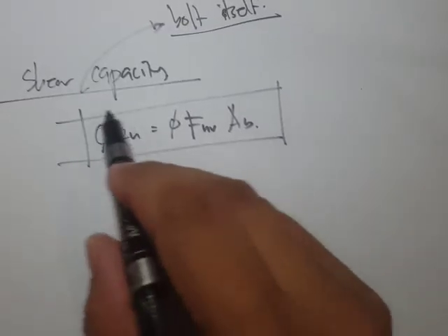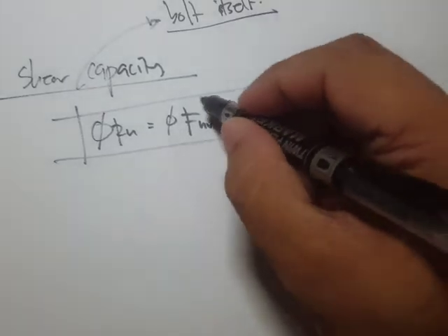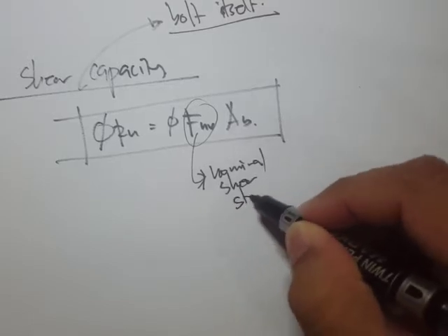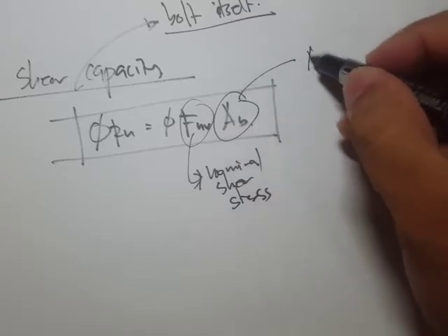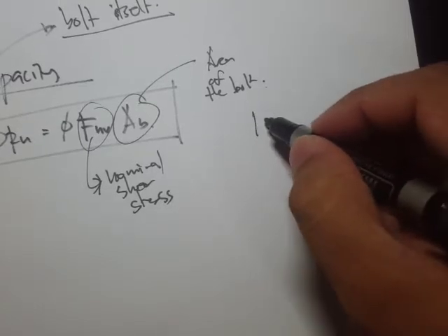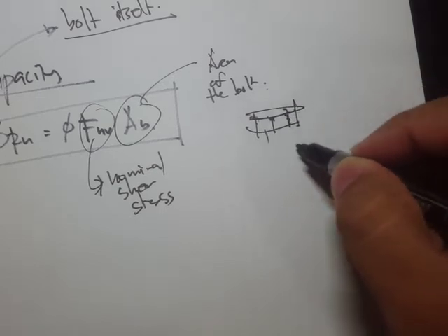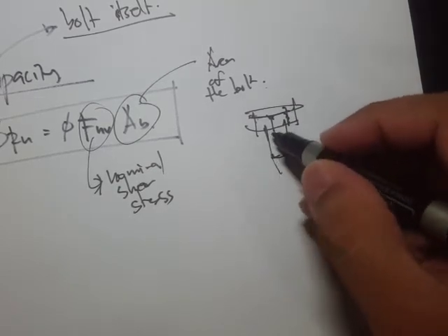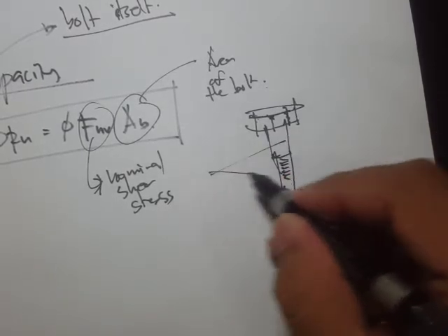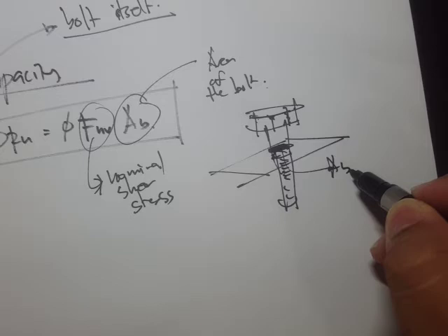Now, this equation says that we have the factored capacity as the shear. That's the nominal shear stress, and this is the area of the bolt. Basically, it will just look like this. So let's say this is our bolt head, and we have the body or the shank, and we have this thread. If we are trying to shear this portion, then this is the area, that's the area Ab.